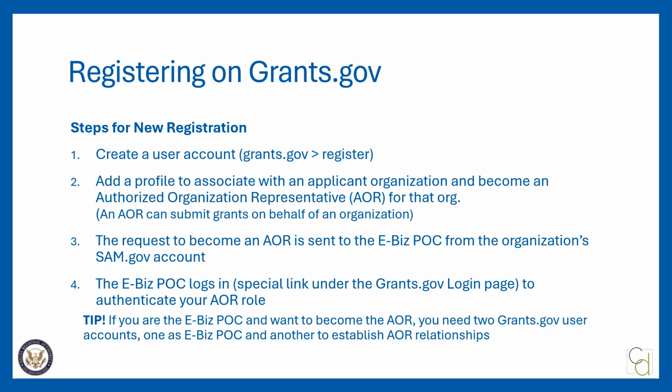The request to become an AOR is sent to the eBiz point of contact from the organization's sam.gov account. The eBiz point of contact, which is a special login link on the grants.gov login page, logs in to authenticate the AOR role. If you are the eBiz point of contact and want to become the AOR, you need two grants.gov user accounts. One is the eBiz point of contact and another to establish AOR relationships.